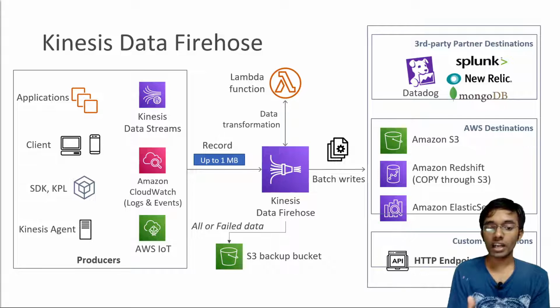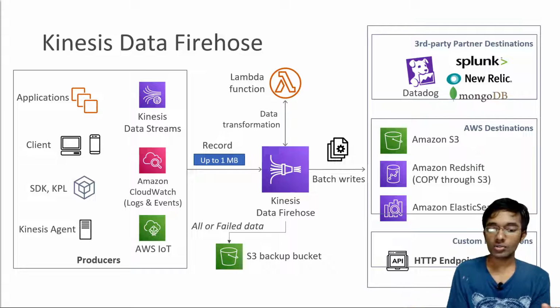The number one category is AWS destinations, and you need to know them by heart. The first one is Amazon S3, so you can write all your data into Amazon S3. The second one is Amazon Redshift, which is a warehousing database. To do so, it first writes the data into Amazon S3, and then Kinesis Data Firehose will issue a copy command, which is going to copy the data from Amazon S3 into Amazon Redshift. And the last destination on AWS is Amazon Elasticsearch.